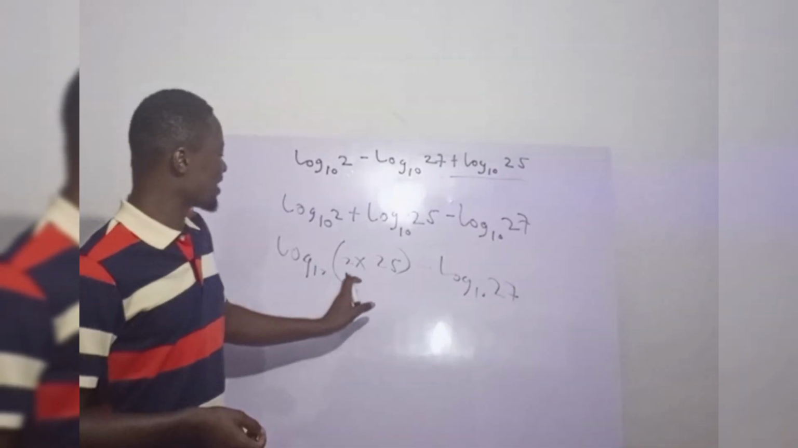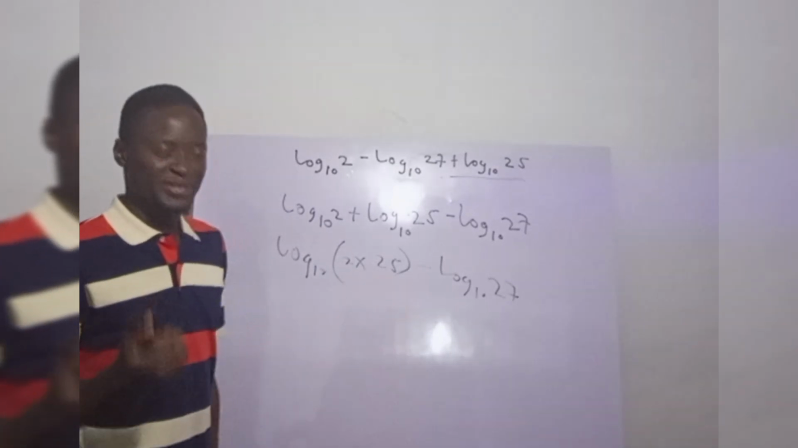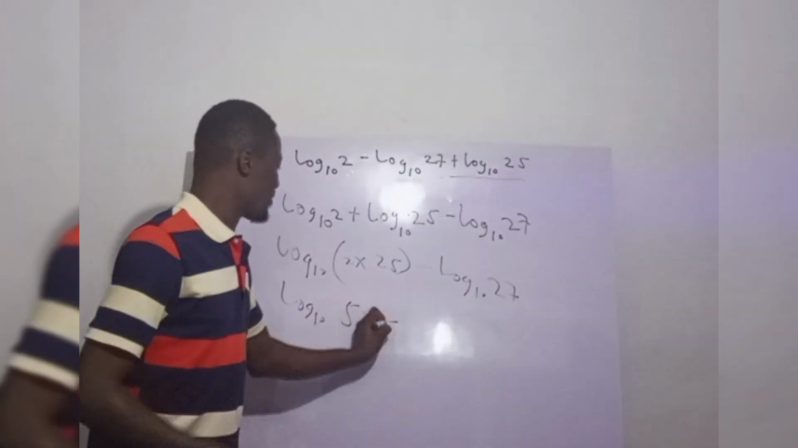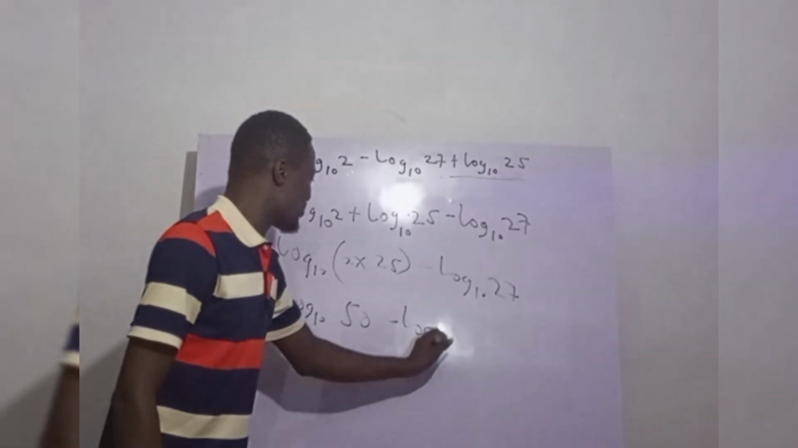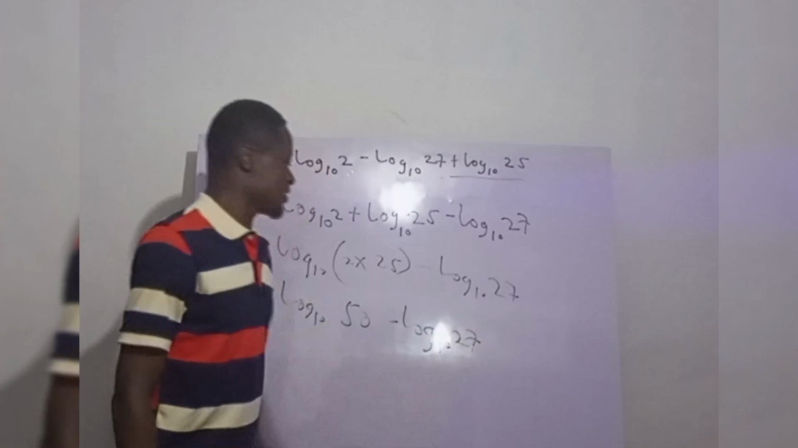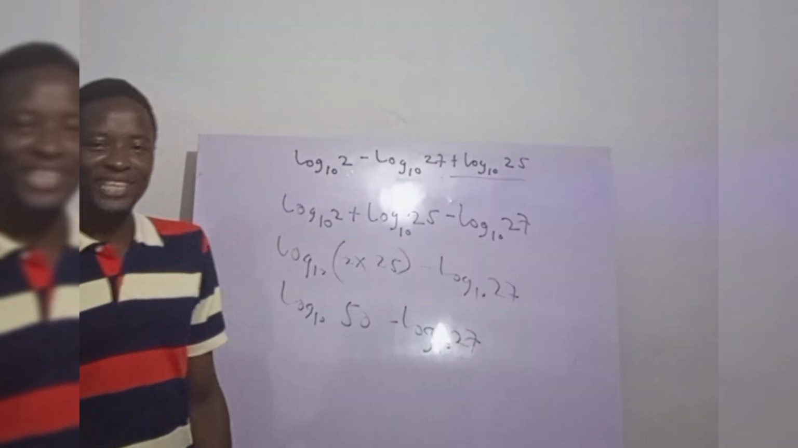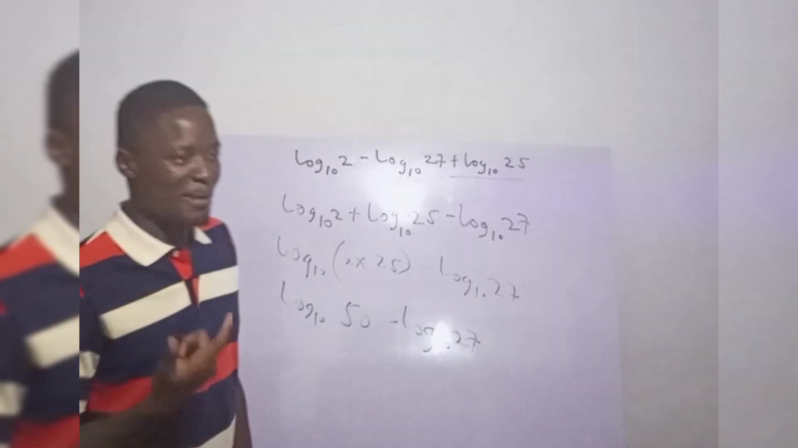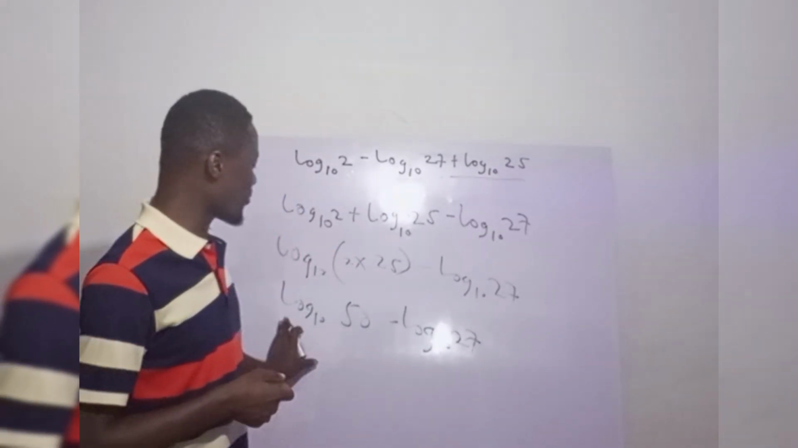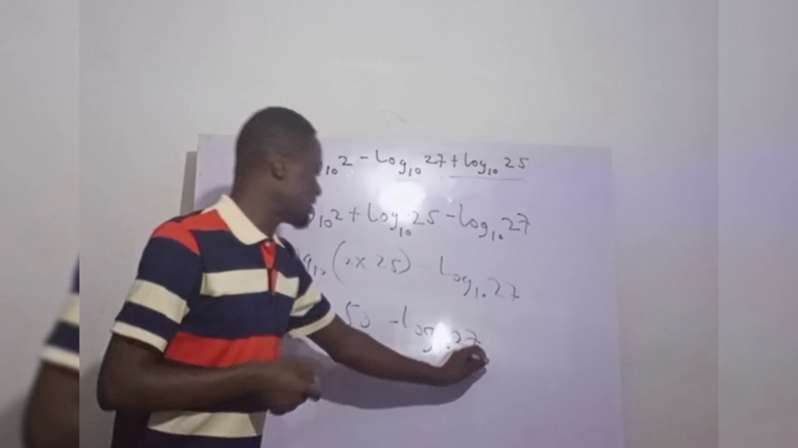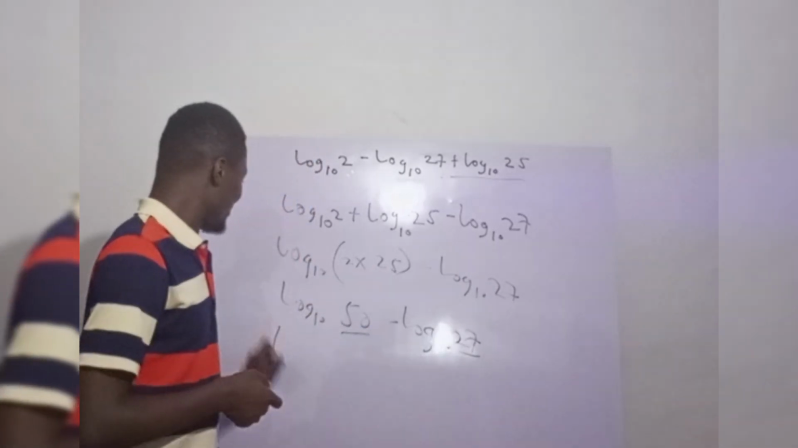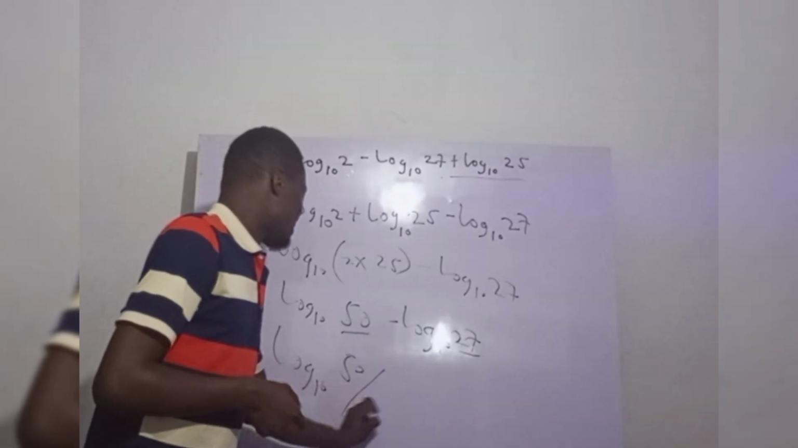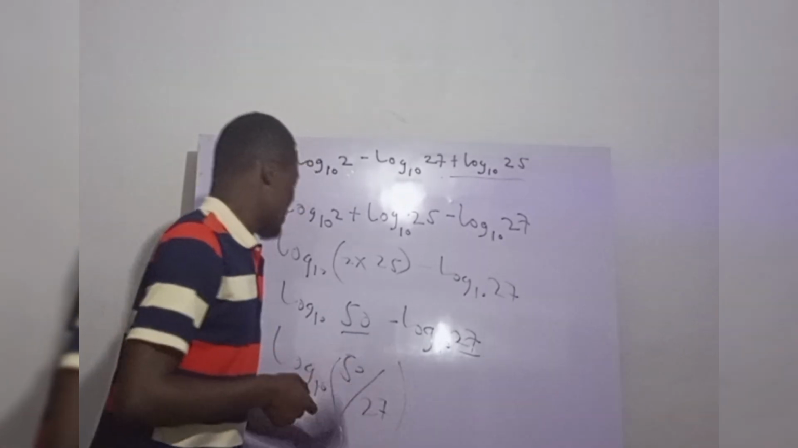Now, multiplication of 2 and 25 gives us 50. So we have log 10 50 minus log 10 27. When you are subtracting logs with the same base, you will divide the numbers. So we are now going to write the log with the same base and you divide these numbers. So now we have log 10 of 50 divided by 27.